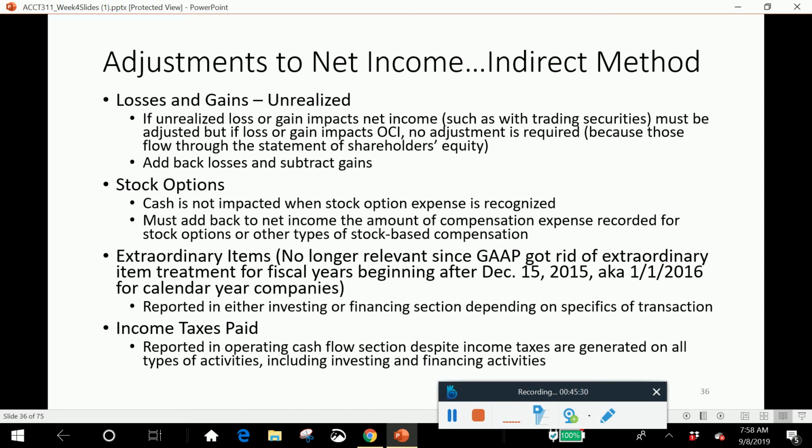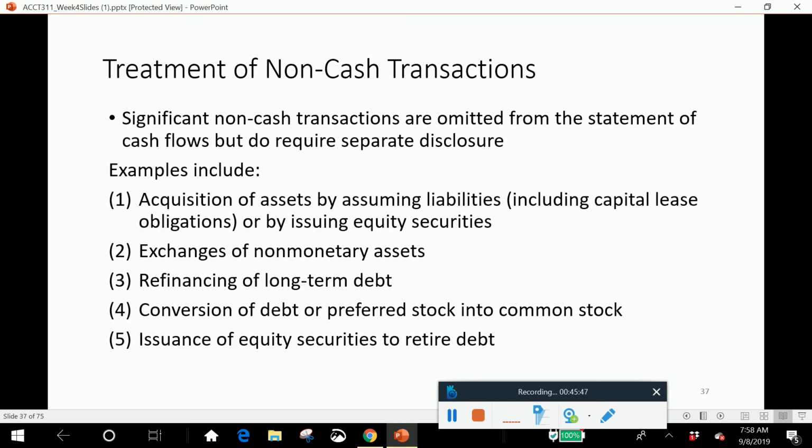Stock options. Cash is not impacted when stock option expense is recognized, so therefore we must add back to net income the amount of stock compensation recorded. We already talked about income taxes paid. So treatment of non-cash transactions. So non-cash transactions are not included on the statement of cash flows because they are non-cash. However, they do require disclosure.